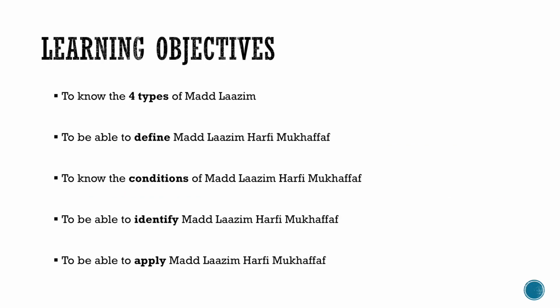So what have we learnt in this lesson? We know the 4 types of Mad Lazim. We are able to define Mad Lazim Harafi Mukhaffaf. We know the conditions of Mad Lazim Harafi Mukhaffaf. We are able to identify Mad Lazim Harafi Mukhaffaf, and we are able to apply Mad Lazim Harafi Mukhaffaf.